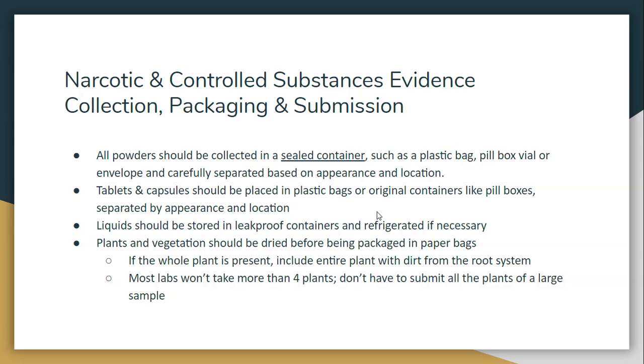Powders are going to be collected in a sealed container like a plastic bag or a pill box or an envelope, and then carefully separated based on appearance and location. Tablets and capsules can be placed in plastic bags or their original container, and then they're separated by appearance and location. Liquids need to be stored in a leak-proof container and refrigerated, possibly. Plants and vegetation need to be dried before they're packaged in a paper bag.